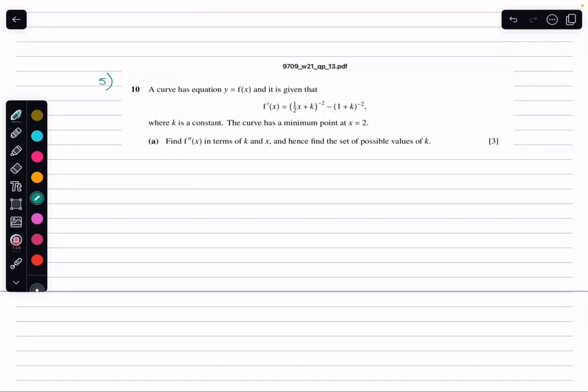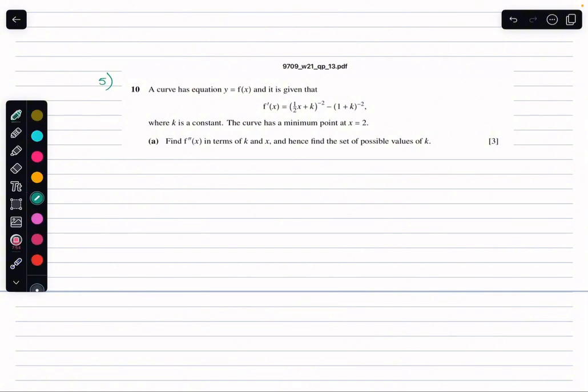So the next question is taken from Winter 21, paper 1 variant 3, question number 10 in the paper. The question says that the curve has equation y equals f(x), and it is given that f'(x) is equal to (1/2 x + k)^(-1/2) - 1 + k^(-2). k is a constant and the curve has a minimum point.